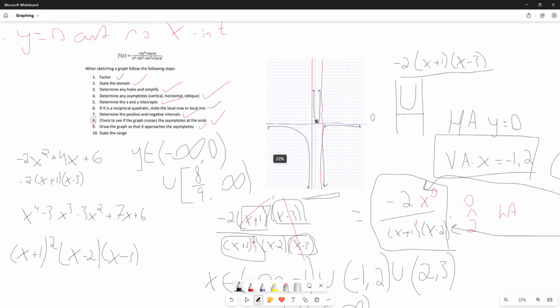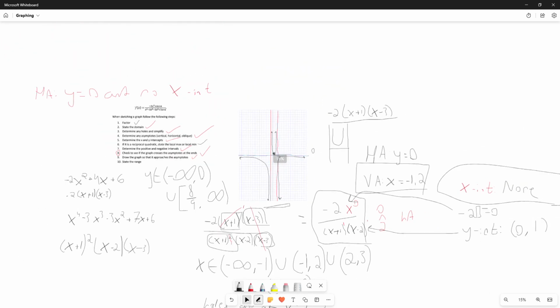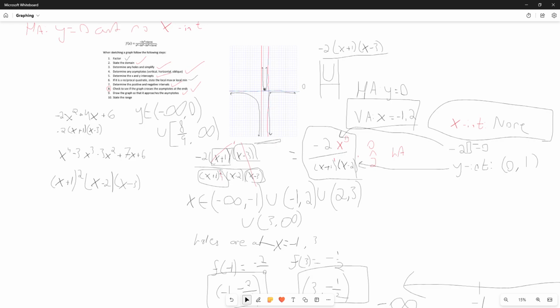So this is how you draw a function with a horizontal asymptote using these steps.